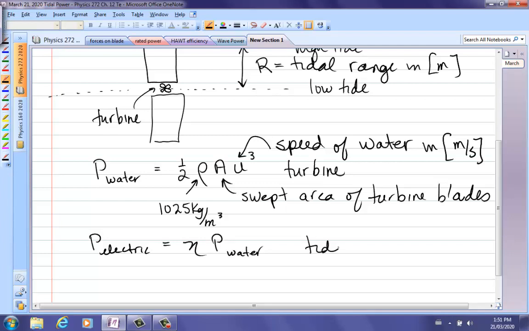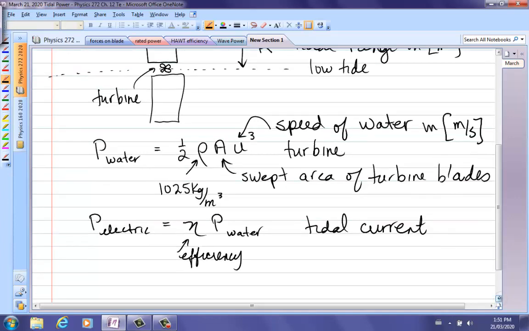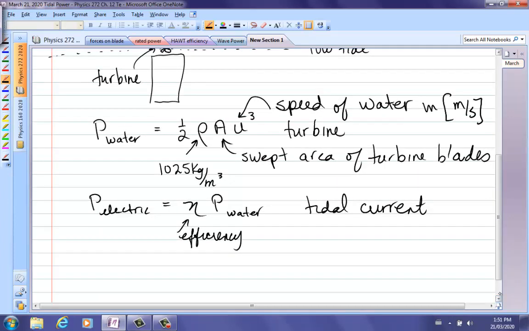Okay, and this is what you'd use for a tidal current problem, where they give you the speed of the water. This efficiency includes the turbine, the gearbox, and the electrical generator. And then, of course, you can't harness this continuously because you only have maybe one, sometimes 2 tides per day. So the capacity factor would be in there as well. So it would be quite low, like about 0.3.